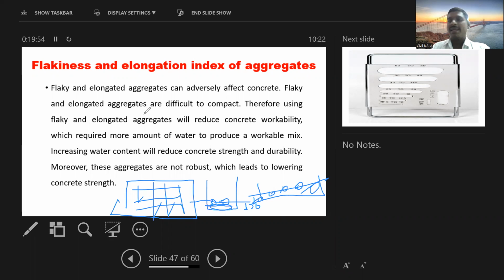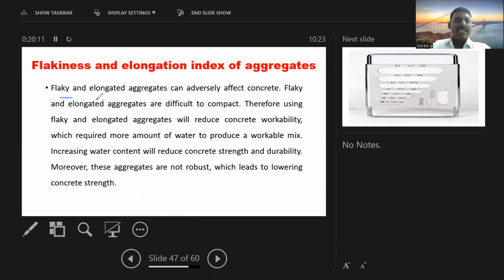So elongation and flakiness, what does it mean? What is flakiness? How long it should be and how thick it should be, that is the elongation and flakiness. More elongation is not allowed and more flakiness is also not allowed. The flaky and elongated aggregates can adversely affect the concrete. Aggregate that is too long affects the concrete, and aggregate that is too large in size also affects it.